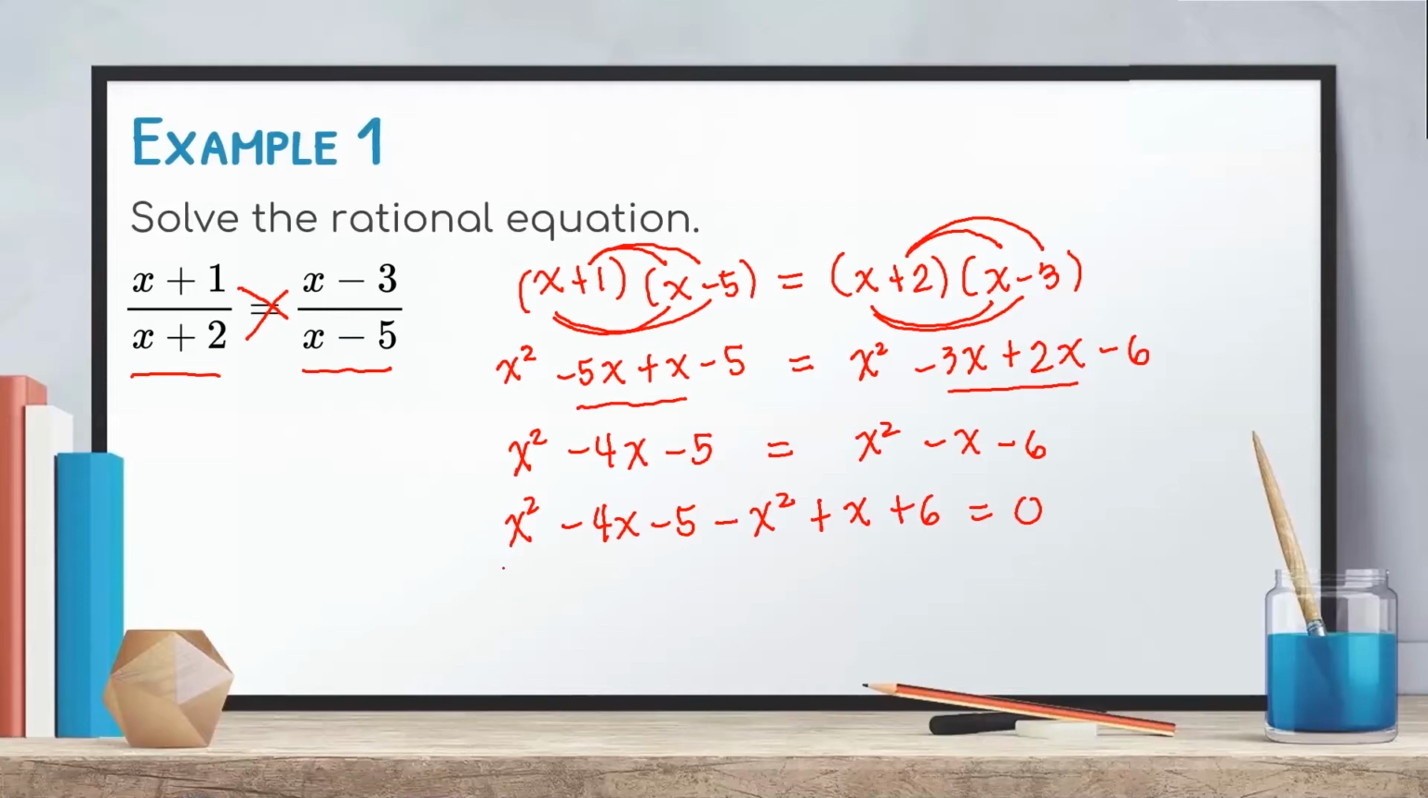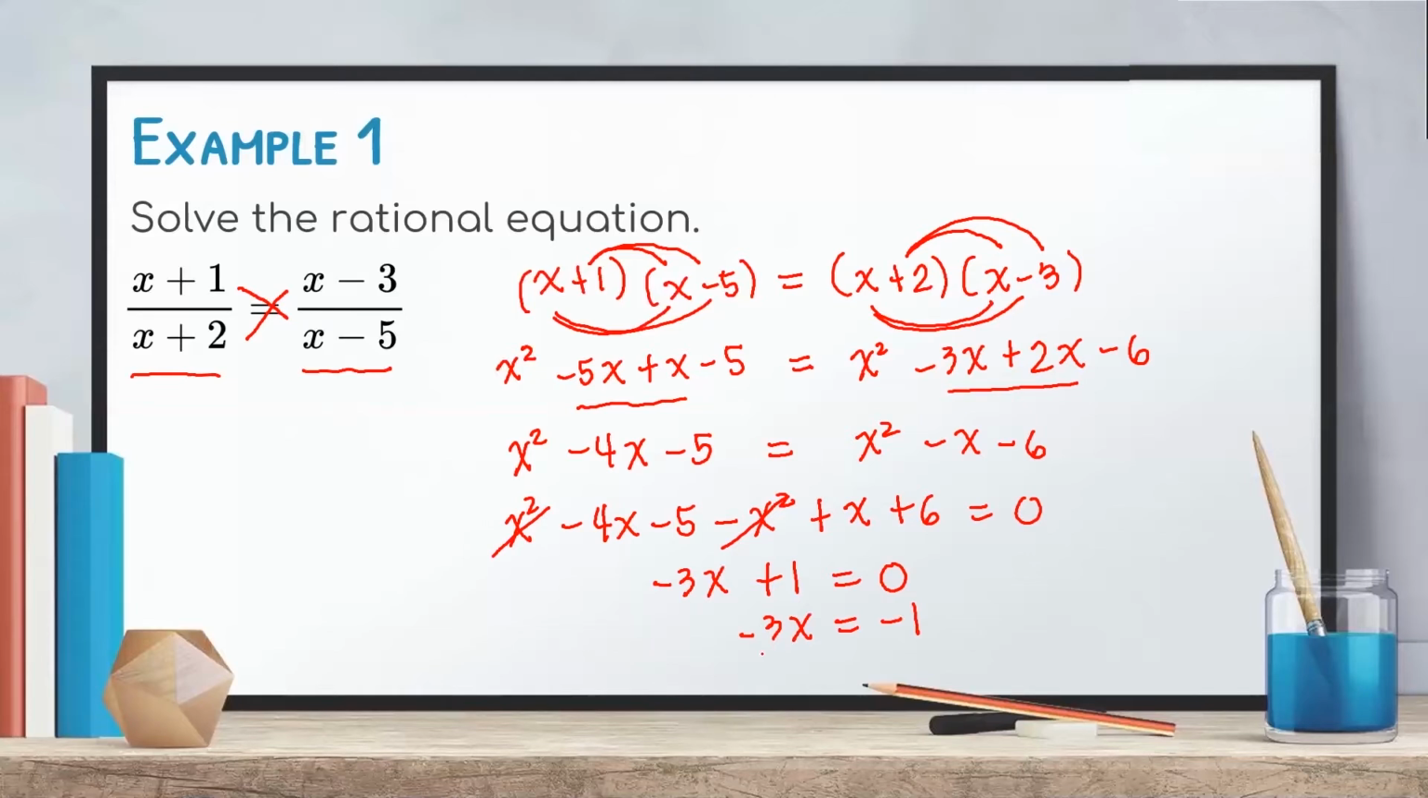Next, combine similar terms. So, x squared minus x squared is equal to 0. Negative 4x plus x equals negative 3x. Negative 5 plus 6 equals positive 1, then equals 0. To solve for the value of x, let us move the constant number positive 1 to the right side of the equation. Thus, we will have negative 3x equals negative 1.